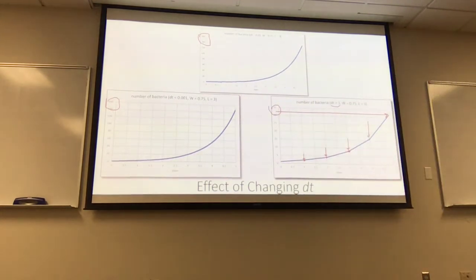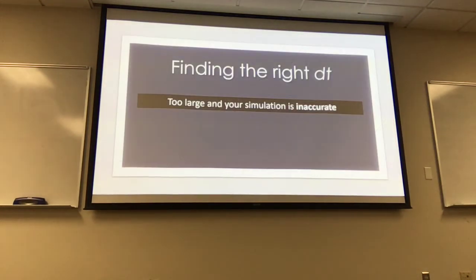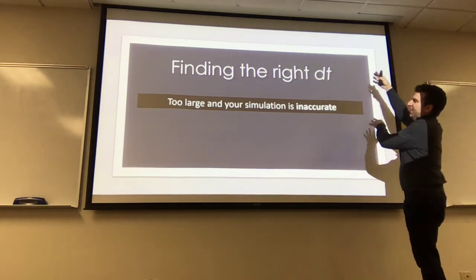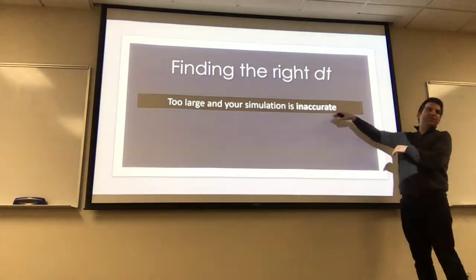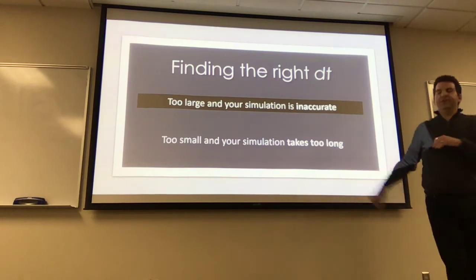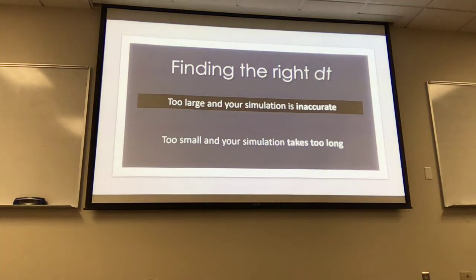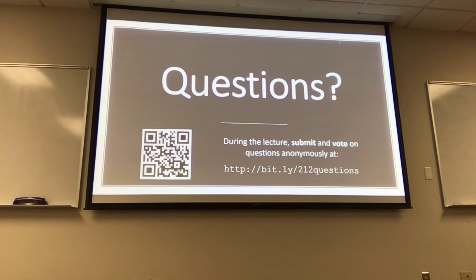All right, any other questions about that? All right, good. So this is exactly what I said here, finding the right DT: too large and your simulation's inaccurate, too small and your simulation takes too long. So that's the balance of those two things. Any other questions? That was all of that first assignment that we did on Tuesday.